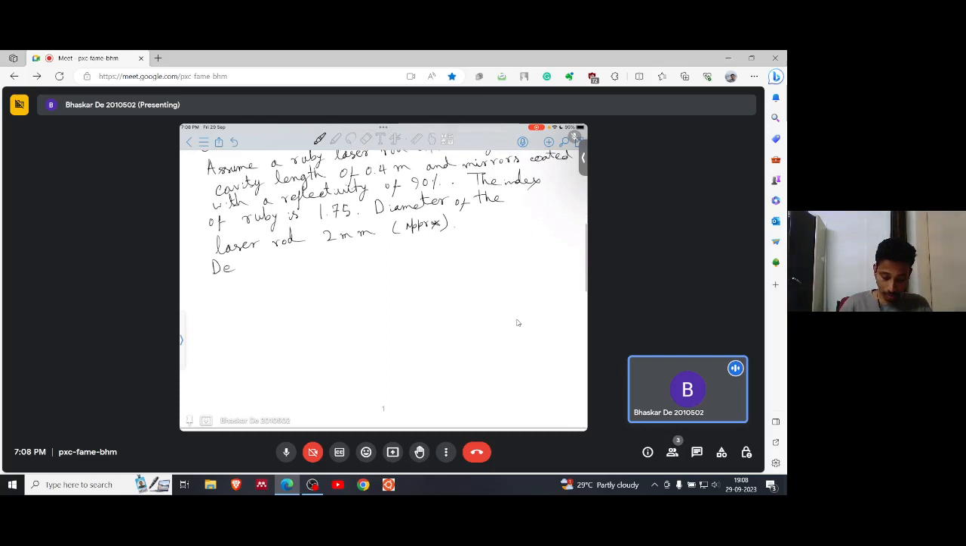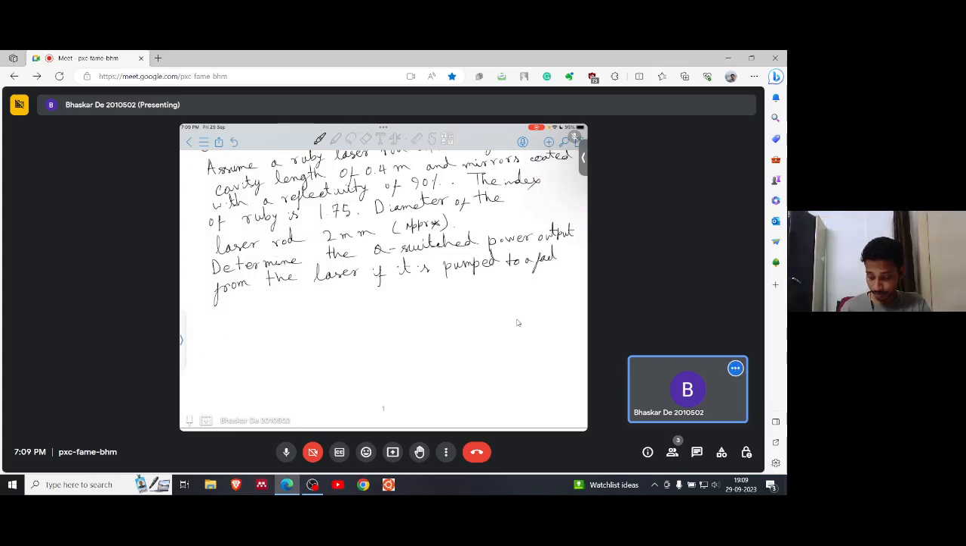So now another question is, determine the Q switched power output from the laser if it is pumped to a factor of 5 times the threshold inversion density.